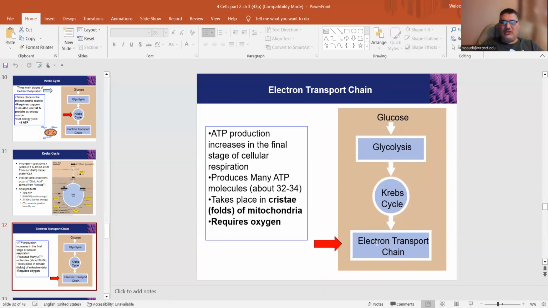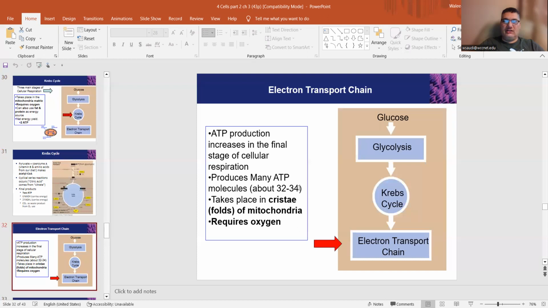Third one is the electron transport chain. Where does it happen? Mitochondria, just like the Krebs cycle. Is it aerobic or anaerobic? I just told you it happens in the mitochondria. Mitochondria doesn't work without oxygen. It is aerobic. How many ATP do I get? Out of this, it is the rest of the ATPs. So I produced 4, so now I can get 28 or 30 from here.